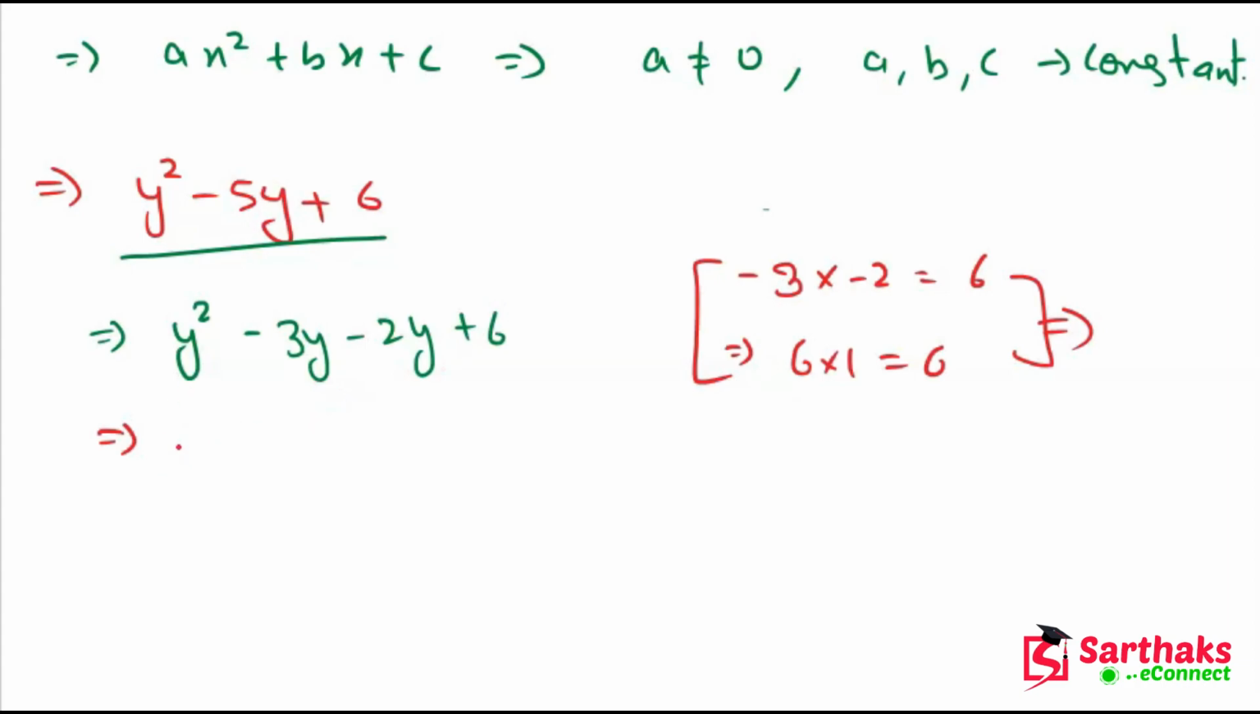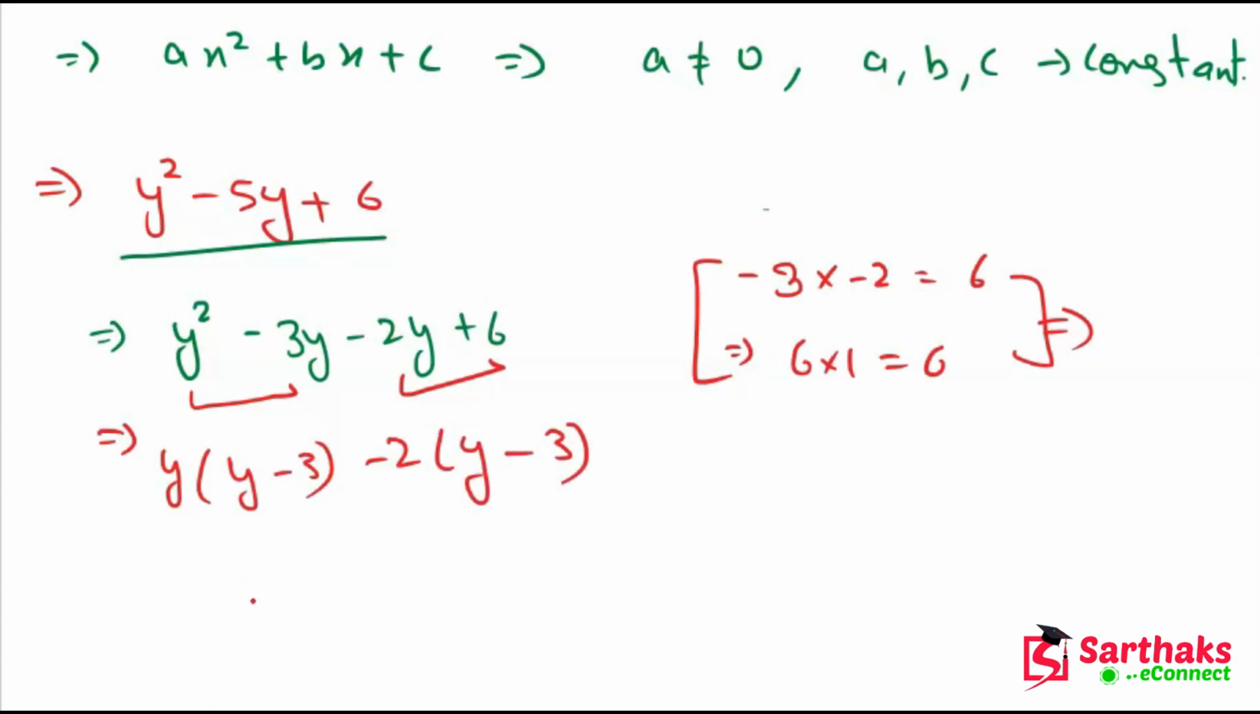Now in this case, we take y as common from the first two terms, and we get y into y minus 3. From the other two terms we can take minus 2 as common, and we get minus 2 into y minus 3. Now, my dear friends, we have two terms again, so we can take y minus 3 as common, and we get y minus 2.